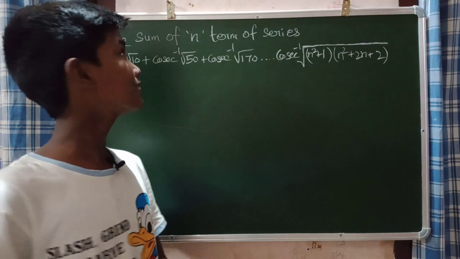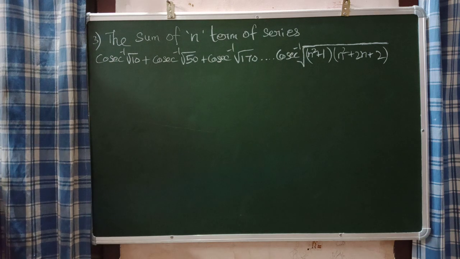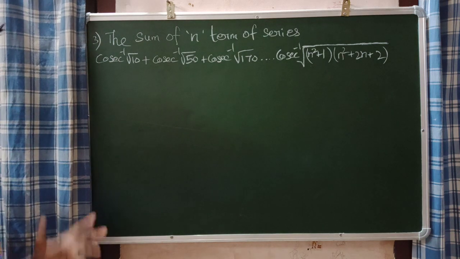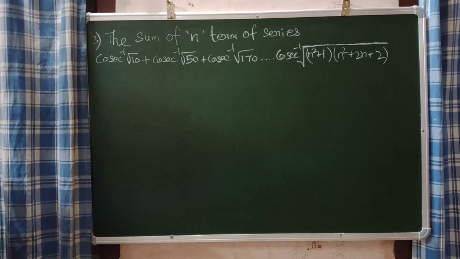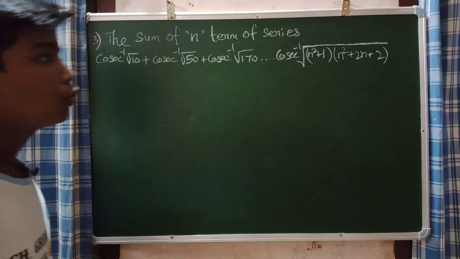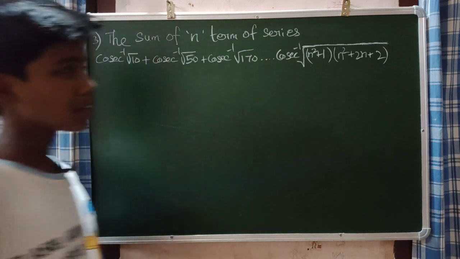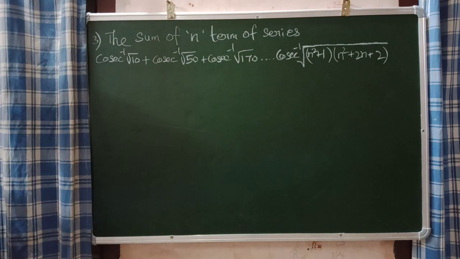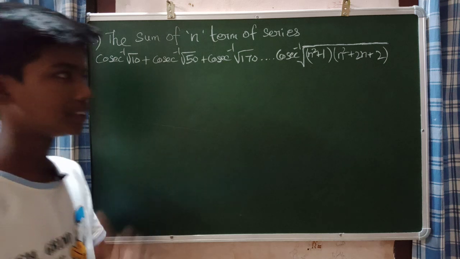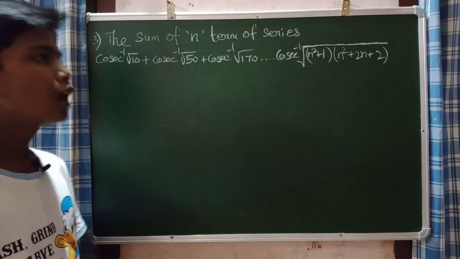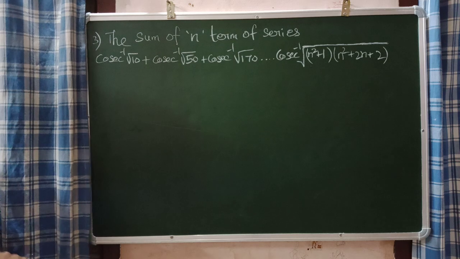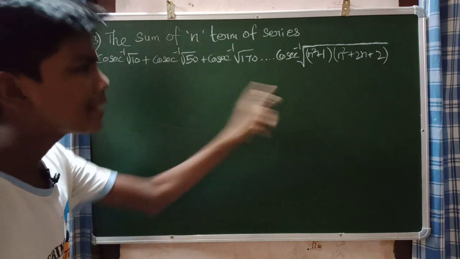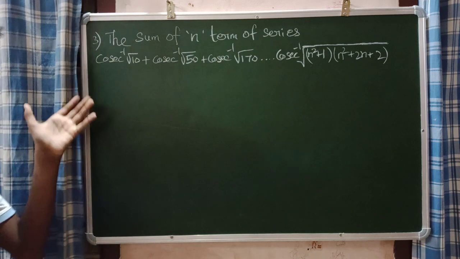Our next question is the sum of n terms of the series cosecant inverse of root 10 plus cosecant inverse of root 50 plus cosecant inverse of root 170 up to cosecant inverse of root of (n² + 1)(n² + 2n + 2). That is something they have given in the question. So guys, how to approach this question? Now guys, tell me one thing. What is the general term of the sequence? That means what is the general term of the series?